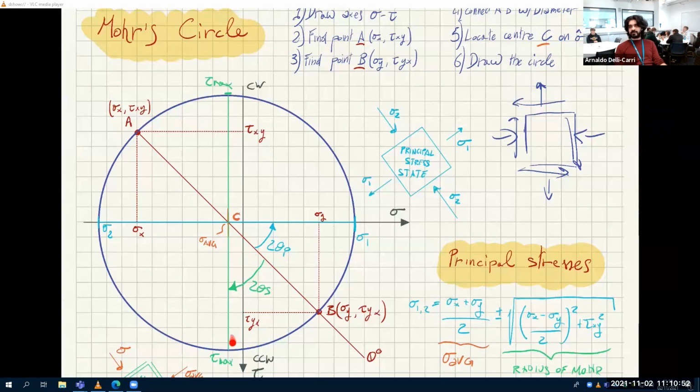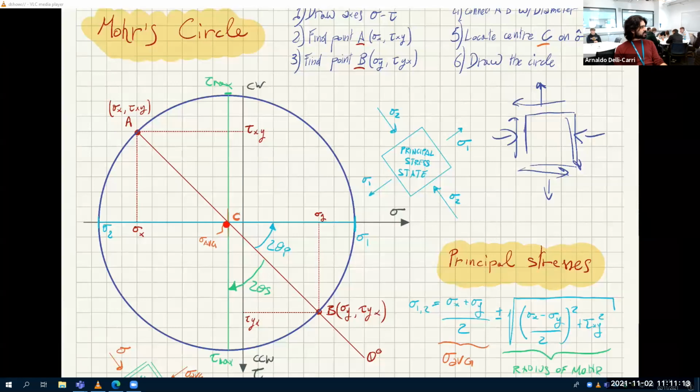One is clockwise, one is counterclockwise. And as you can see, this center here is not at the origin. So sigma is non-zero. Sigma is 0 here, but the center is here. So for this line, you have tau max, but you also have an average stress.